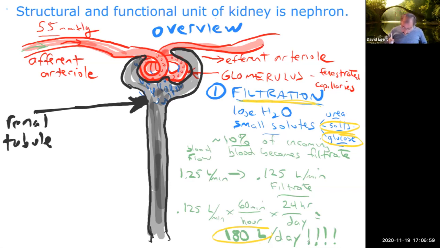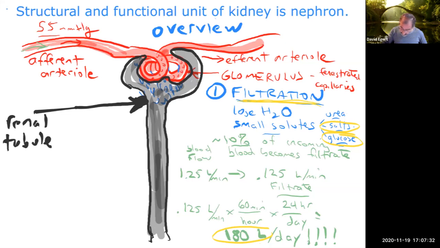All right, so if you remember, what was the hepatic portal system? It was two capillary beds. In that case, we had a capillary bed in the digestive organs and then a second capillary bed in the liver. This is going to be another portal system.